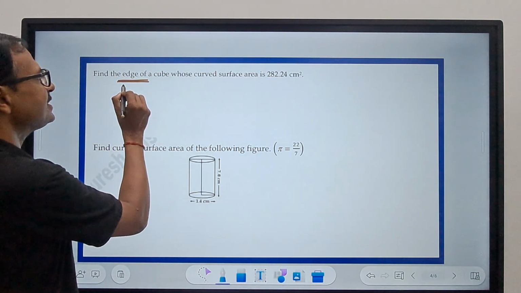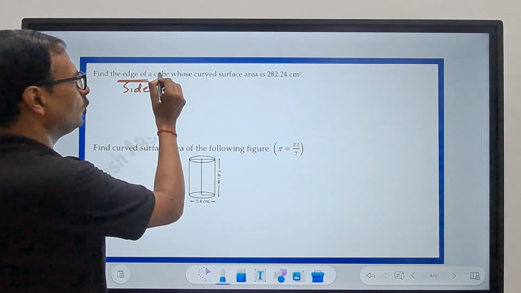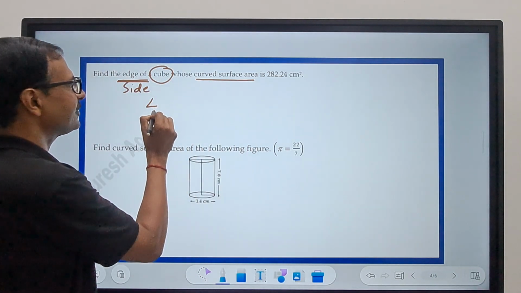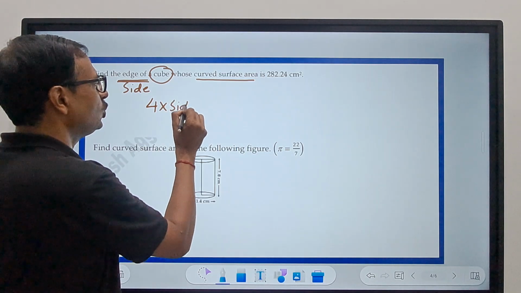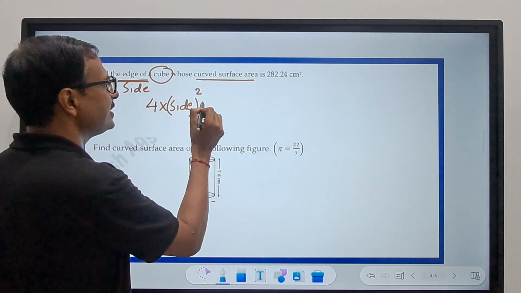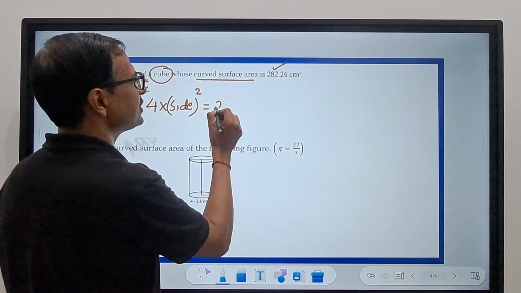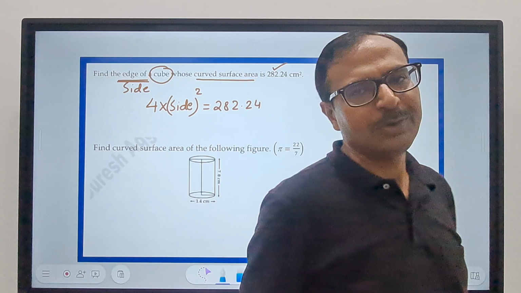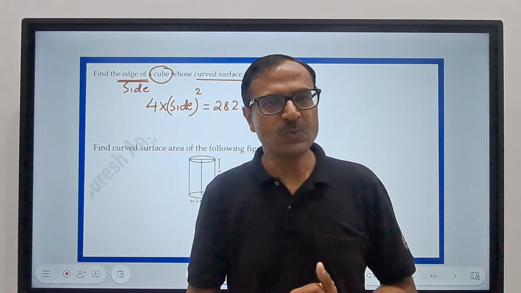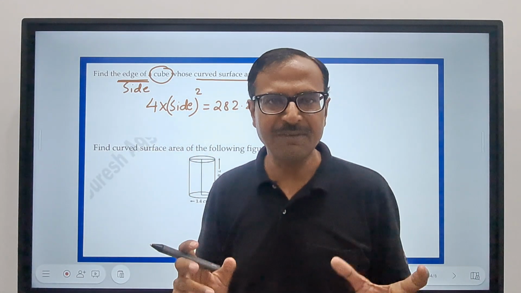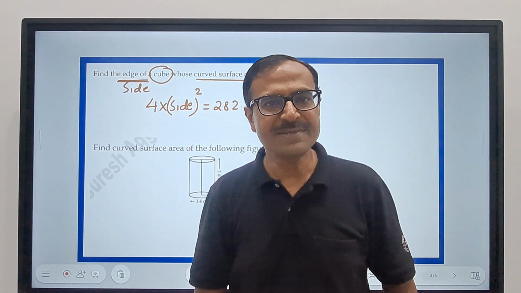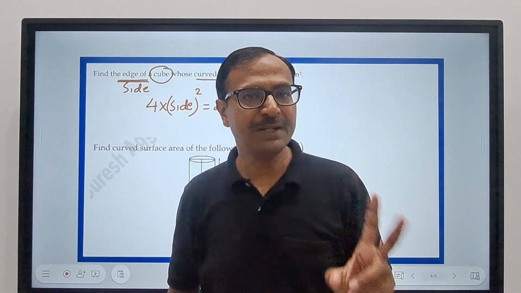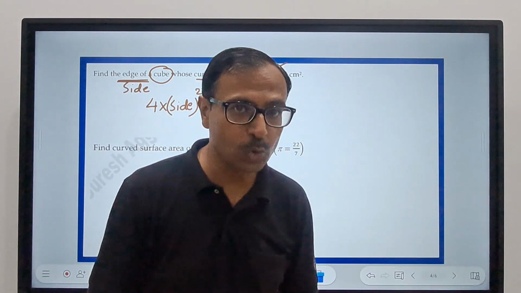Find the edge. Edge means the side of a cube. Now we are talking about a cube whose curved surface area, so we should know that the curved surface area of a cube is 4 times side square, and that is given in the question as 282.24. Pretty easy, right? Again, one of the important things which we have to remember to solve this question effectively, easily, quickly and accurately is that we should be able to handle decimals comfortably, and the second thing, we should be able to find the square roots comfortably.